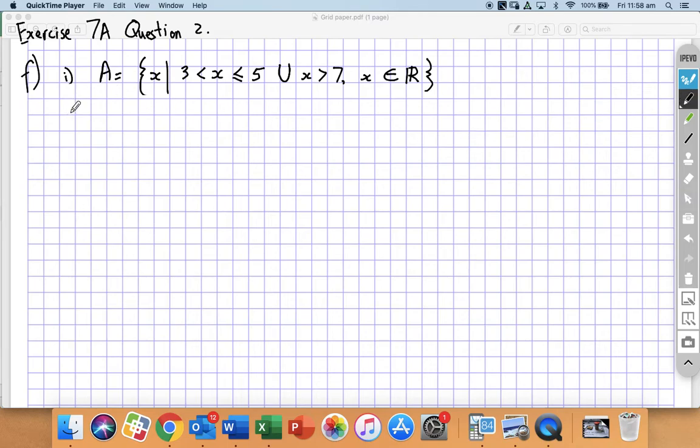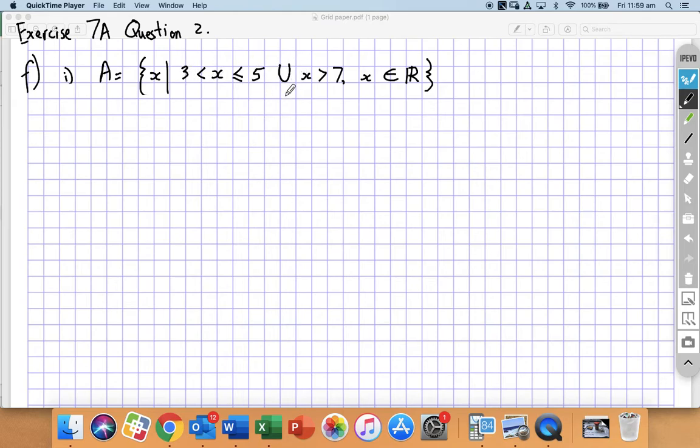I'm doing 7A question 2, part F. Here's the statement about set A. It's saying this set A is equal to the set of x values. Now the x values are real numbers, so these elements, x's, belong to the set of real numbers. They lie between 3 and 5, including 5 but not including 3.